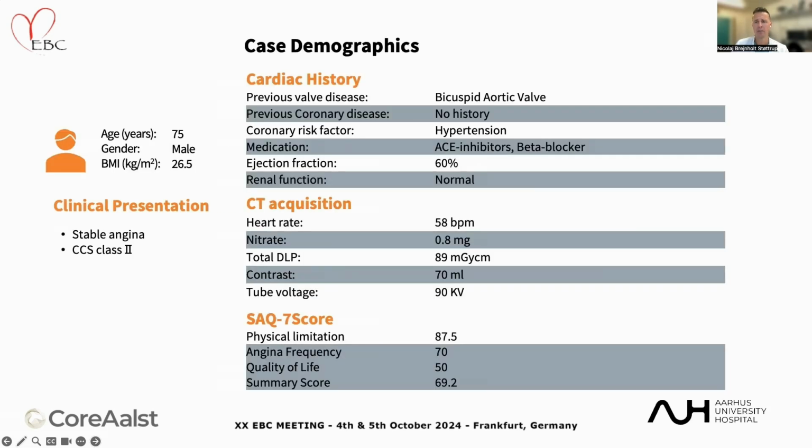This case is a 75-year-old gentleman with stable angina, CCS class 2. He had a previous history of bicuspid aortic valve disease and hypertension, treated with ACE inhibitors and beta blockers. He had a normal ejection fraction and preserved renal function. The CT was acquired on a Siemens Force scanner using 90 kV and 70 mL of contrast. He was moderately symptomatic and scored 69 on SAQ-7.